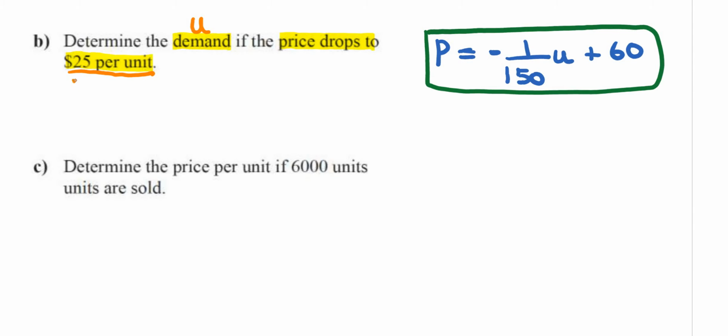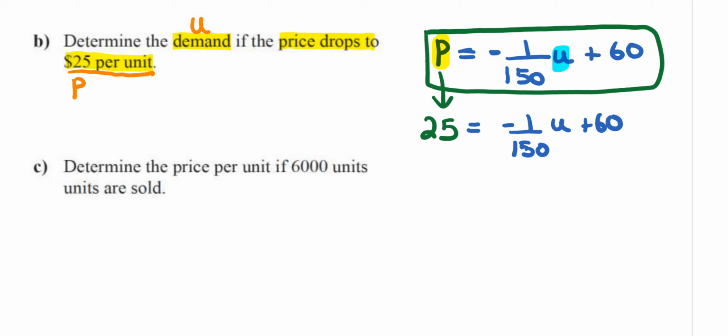Okay, so now the price is now $25. So going back to my equation that I found in part A, the price here is going to change to $25. And our goal now is to find the U variable. How many units are sold when the price is $25? All right, so let's just copy out the rest of the problem here. So negative 1 over 150 U plus 60.